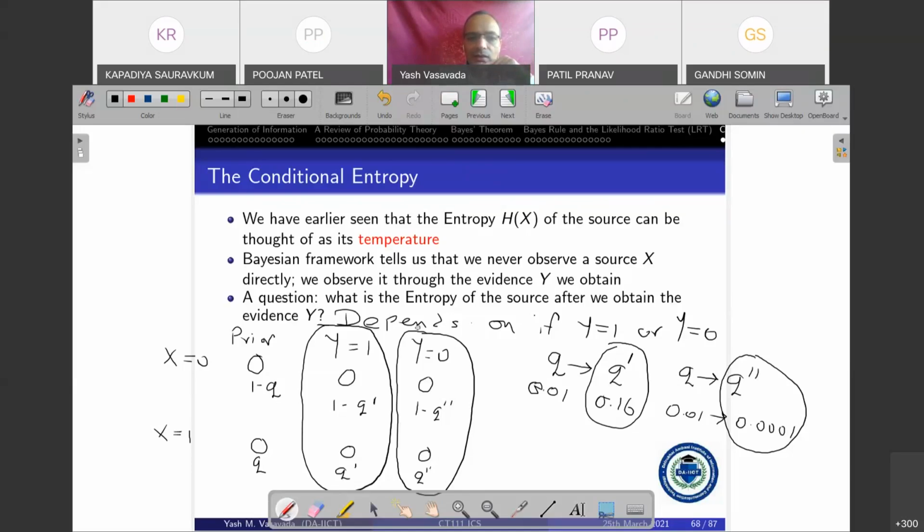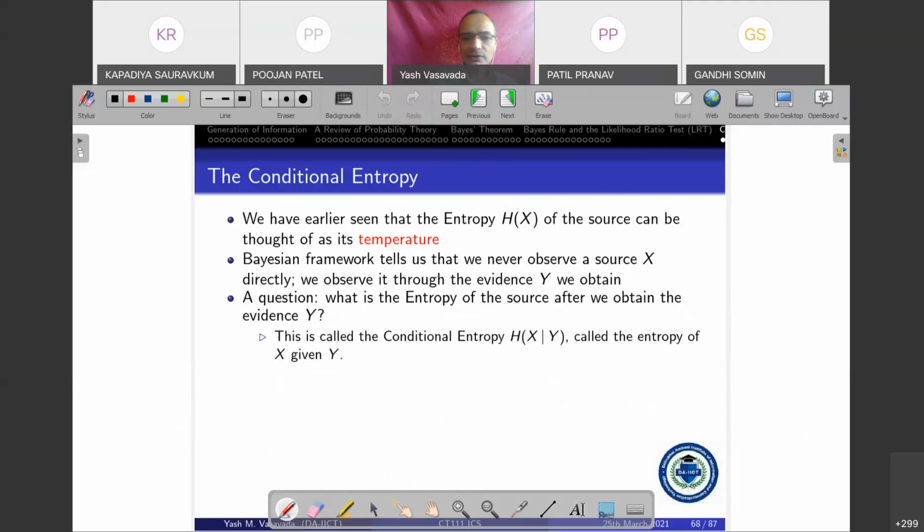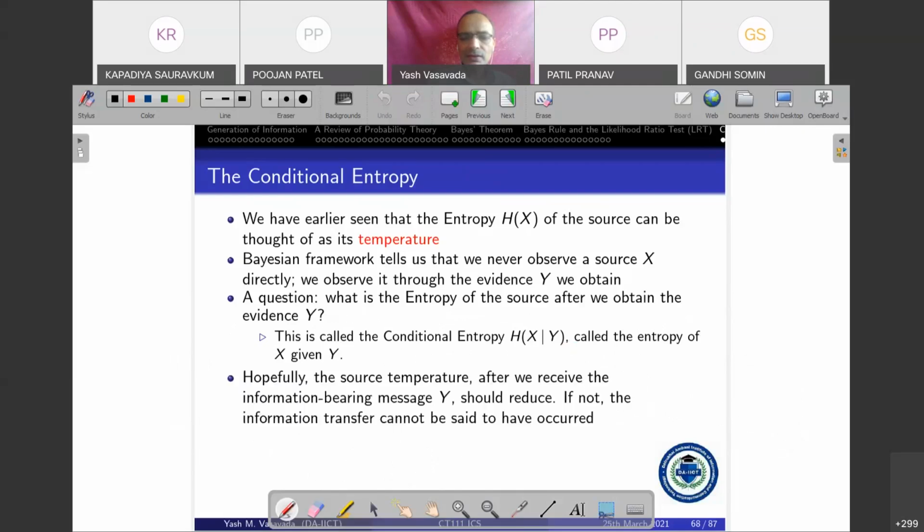So this is called the conditional entropy of the source after we obtain a particular evidence. And this is the notation for it. This conditional entropy is written as H of X given Y. And the formula remains very much similar.